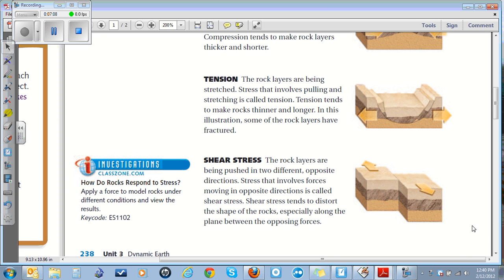Shear stress. The rock layers are being pushed in 2 different opposite directions. Stress that involves forces moving in opposite directions is called shear stress. Shear stress tends to distort the shape of the rocks, especially along the plane between the opposing forces.